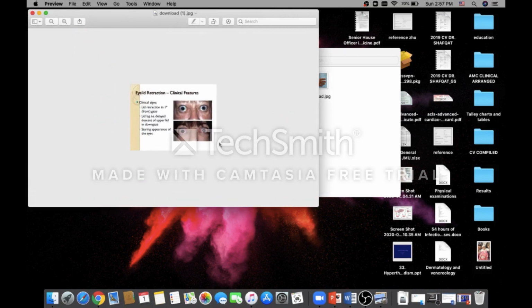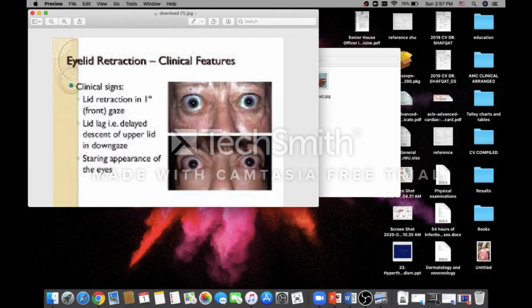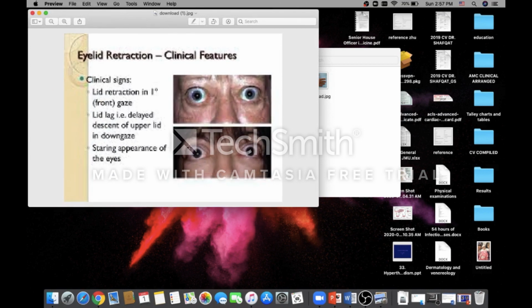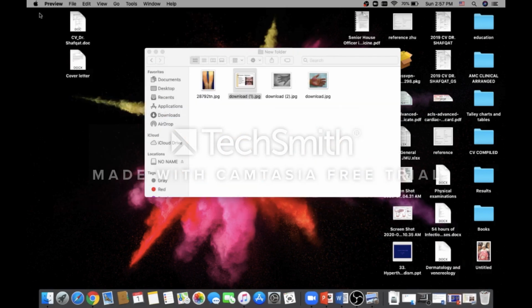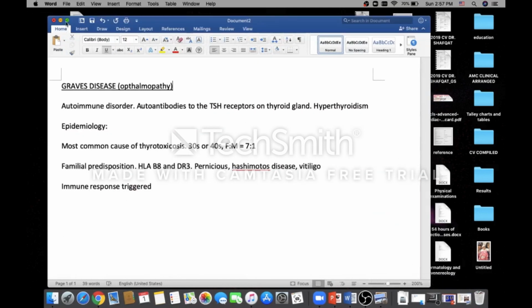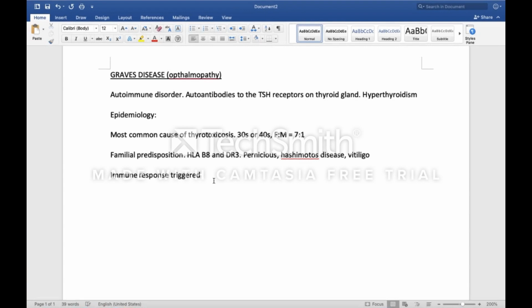See this one. See, the eyeballs are protruded outside. This is lid retraction, lid lag. You can see all in one photograph. We can see the sclera above the cornea and below the cornea. It looks like her eyeballs are coming out. So this is one of the things I wanted to show you. I think I've taken too much time on this.